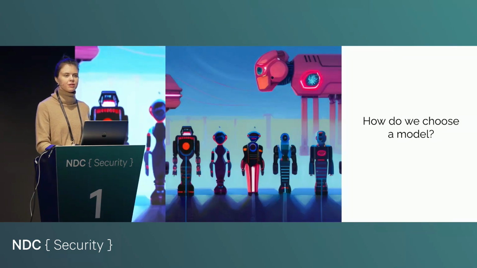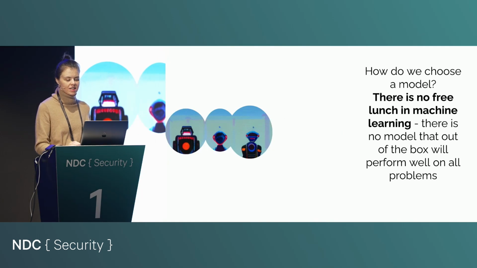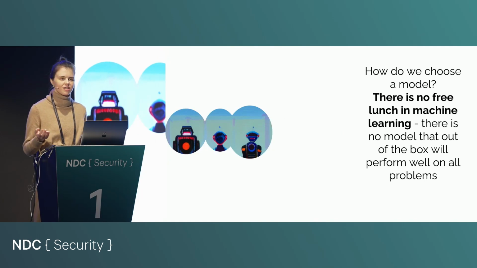So how do we go about choosing a model? And the kind of scary answer is that there is this concept of no free lunch in the machine learning world. And that means that there isn't a single model that we know out of the box will be the best solution for every single machine learning problem.